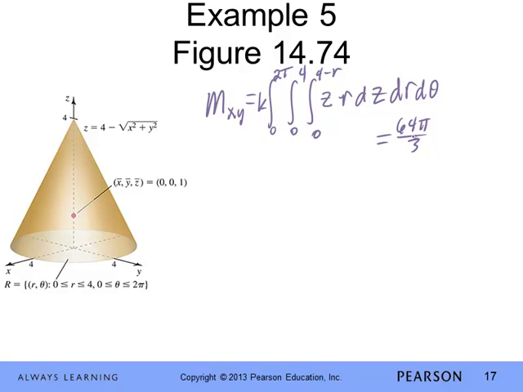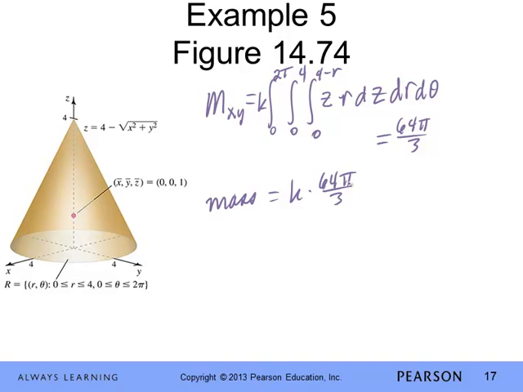And what is the height of the cone? It's 4 as well. So 4 cubed, 64, right? So 64 pi over 3. So times k. So the mass, because we have constant density, would be k times 64 pi over 3, just by using a geometric formula to find the volume of a cone.